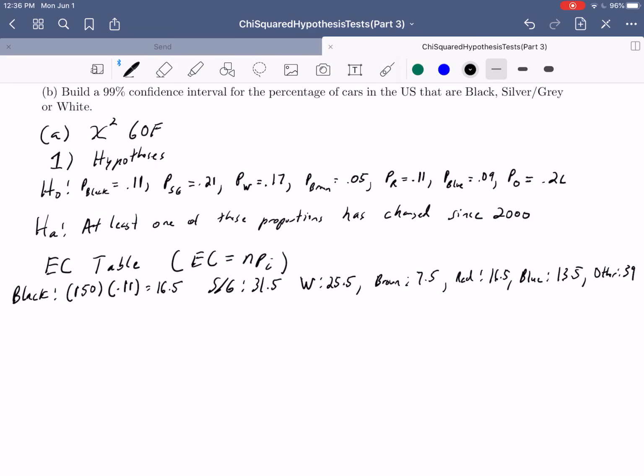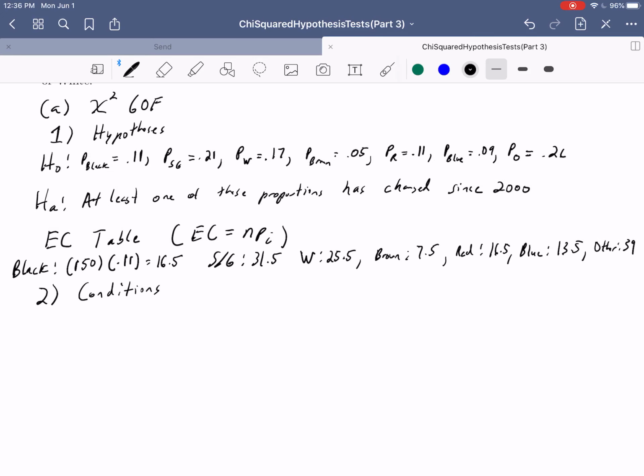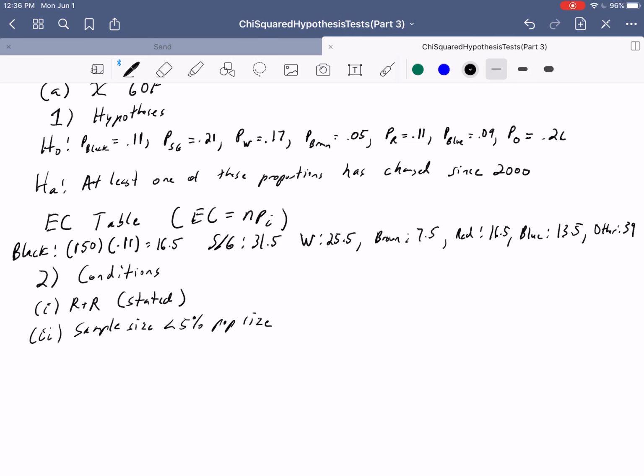All right, let's go ahead then and check our conditions. So we'll be on step 2 here. We've got our conditions. First one, random and representative, that was stated in there, so we're all good with that. Second, we need to have our sample size be less than 5% of our population size. Obviously, there are lots of cars or vehicles in the US, so we're definitely good there.